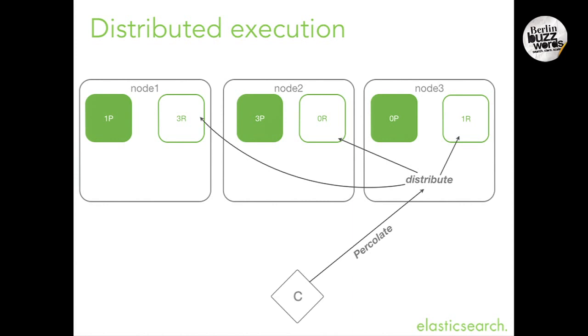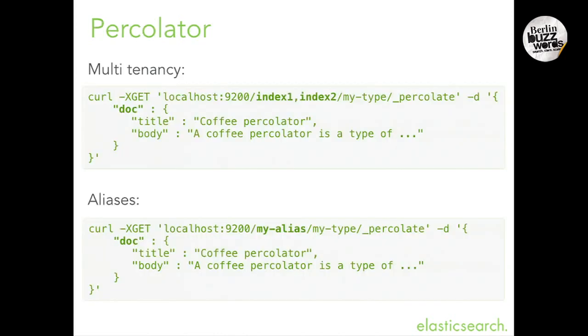So this is how you can scale out with the Percolator. This is again an example of the multi-tenancy of the Percolate API. You can define multiple indexes, you can define aliases, and percolate your document against your registered queries.